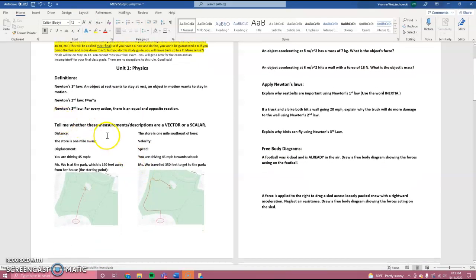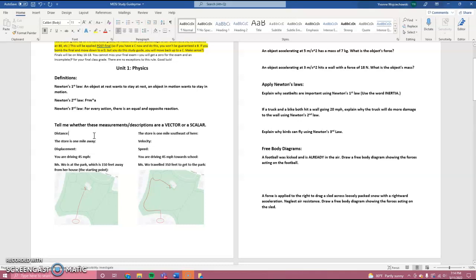So, tell me whether these measurements or descriptions are a vector or a scalar. This depends on you knowing the difference between a vector and a scalar. If you aren't clear, I would do some reading on that. Search up vector scalar difference, Google it or whatever. But long story short, vectors have direction, scalars do not. Some of these you just kind of have to know. But if there is some direction aspect, or you care about the starting point and the ending point, then that's going to be a vector.